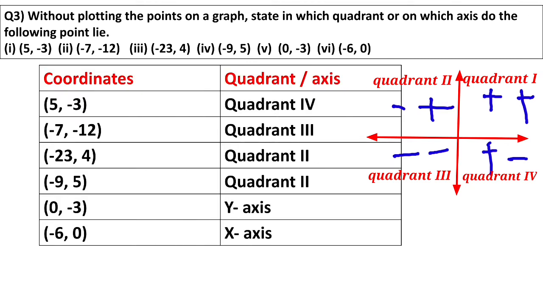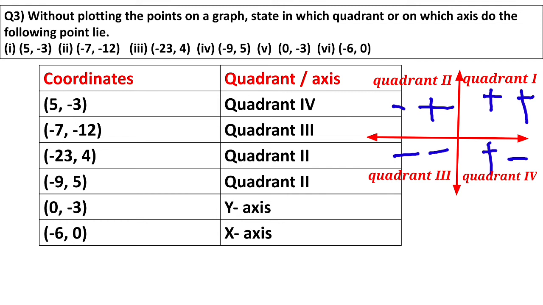You have to imagine these pictures and answer the following questions. The coordinates are given 5 and minus 3. X is positive, y is negative. It means it lies in the fourth quadrant. The second one is given minus 7, minus 12. Both are negative, so it lies in the third quadrant. The third one is given minus 23, 4. X is negative and y coordinate is positive. It means it lies in the second quadrant. In the same way, the fourth one is given minus 9 and 5. X is negative and y is positive, so it lies in quadrant 2.